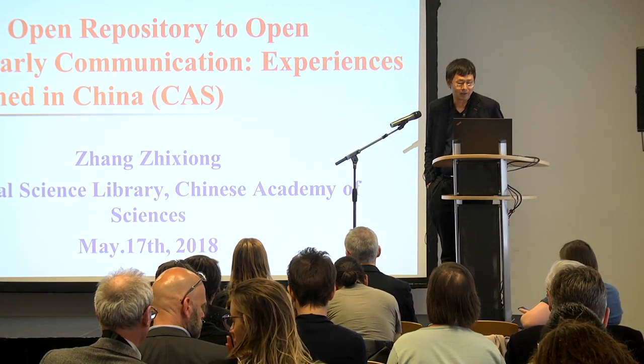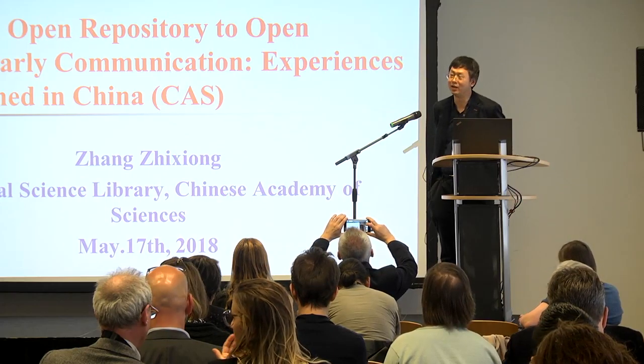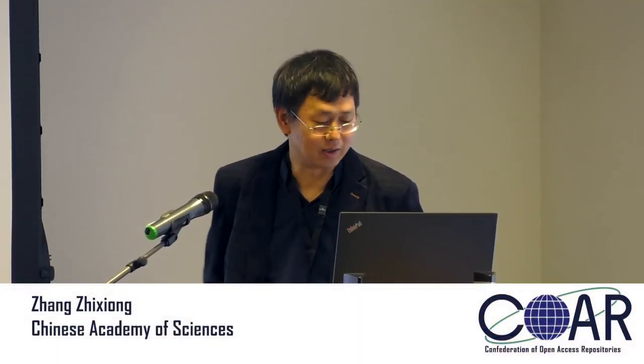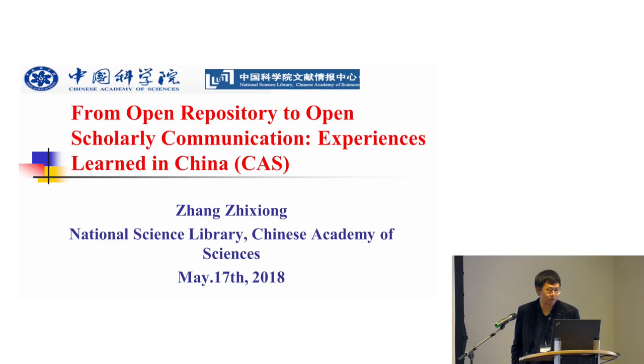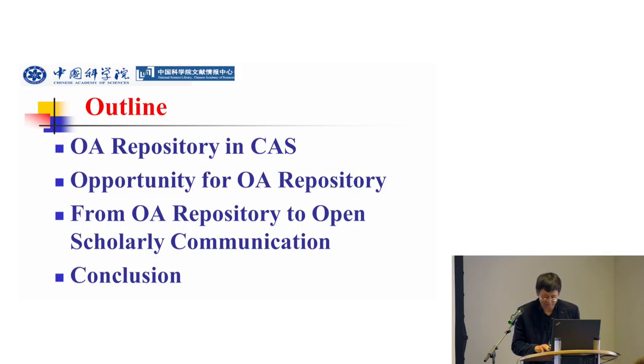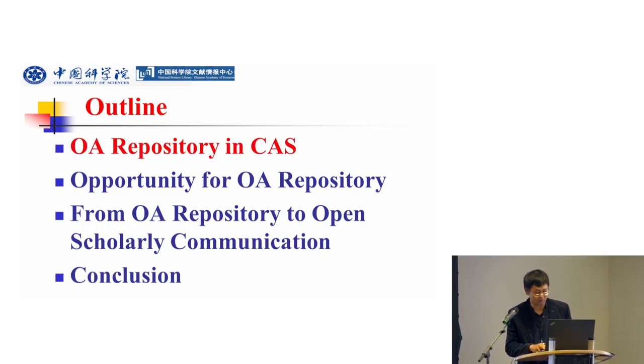I wanted to share something about what happened in China, the lessons and experience we have lived in China, and also the future we plan for the open access repository in China. The topic we have is from open repository to open scholarly communication. I will talk about the open repository in China and the opportunity for open AI repository, and also what we have done and what we are planning for, from open access repository to open scholarly communication. And I will give a brief conclusion.